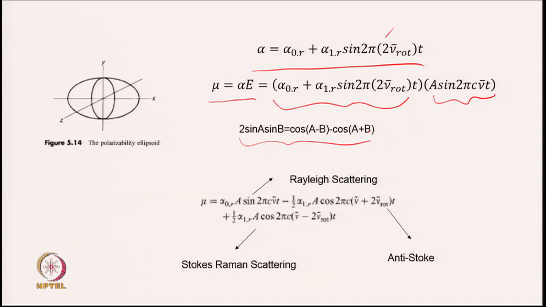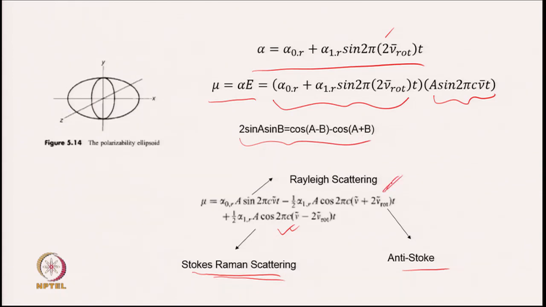If you multiply this alpha into E, you will get the first term. The second term you can see is nu bar plus 2 nu bar rotation. Here your frequency is increasing, and the third term is nu bar minus 2 nu bar rotation. So, the first term is Rayleigh scattering, the second term is your anti-Stokes line, and the last term corresponds to Stokes-Raman scattering. So, you see cos A minus B minus cos A plus B.